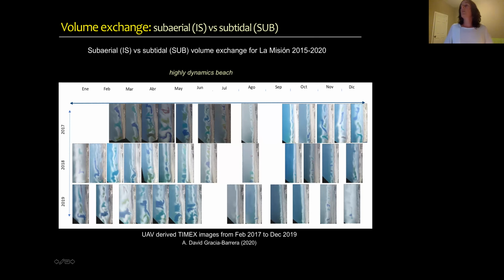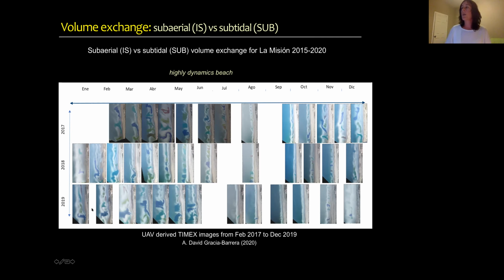And I put this figure for you to see how dynamic the beach is. This is work done by David Gracia. On the right-hand side, you see the subtidal beach, and these are rip currents, basically. As you can see, during April, we see the presence of huge rip currents. This is 1 kilometer, approximately.